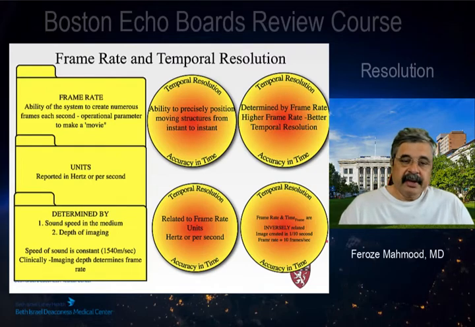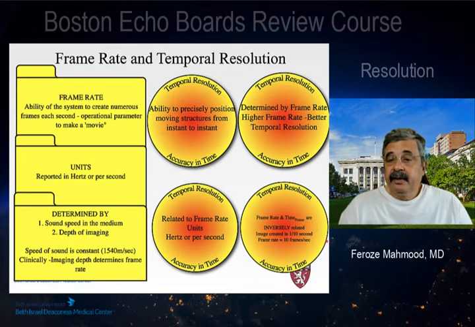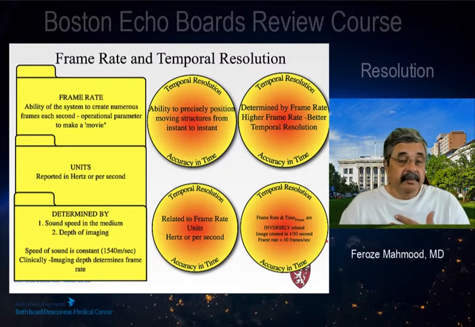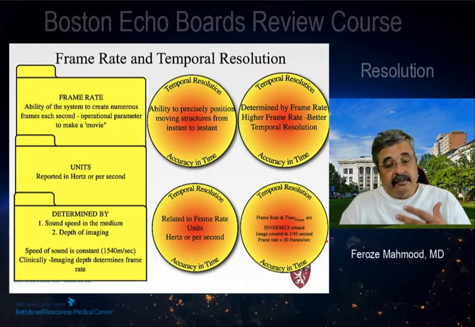To sum it up, temporal resolution is the ability to precisely position moving structures from instant to instant. This is accuracy in time. Temporal resolution is determined by frame rate, and a higher frame rate implies a better temporal resolution. It is related to frame rate, with units of hertz. Temporal resolution is also related to the time it takes to make one frame.